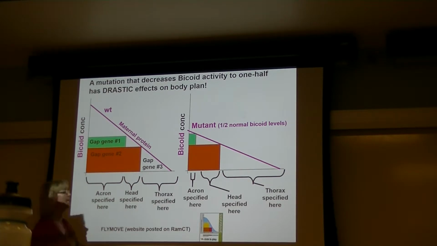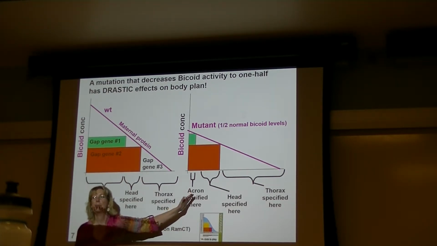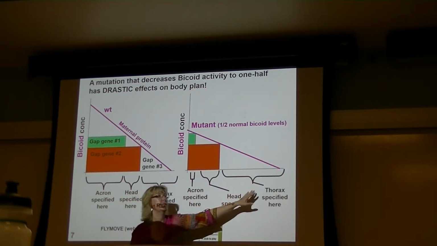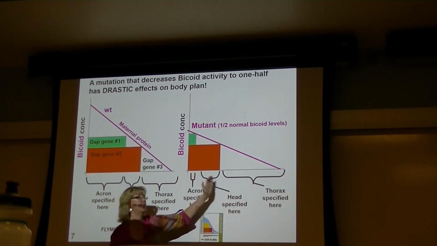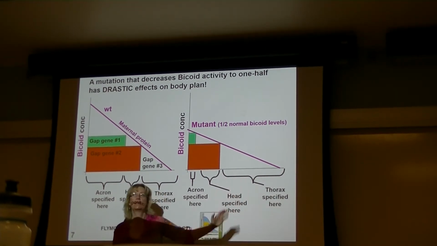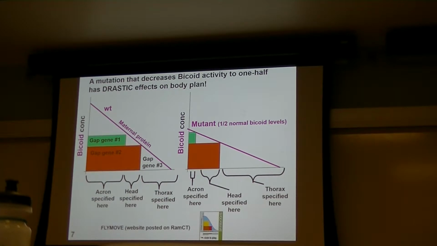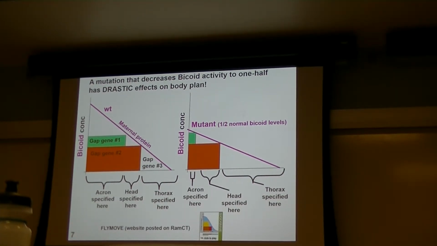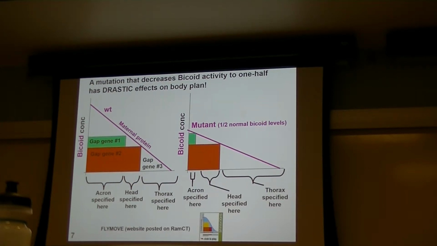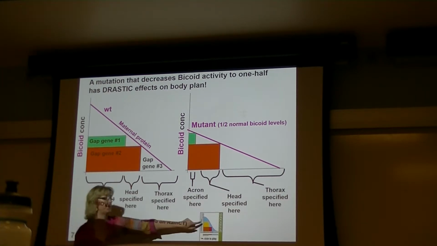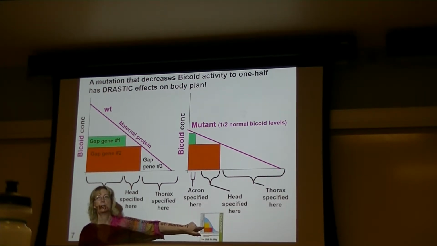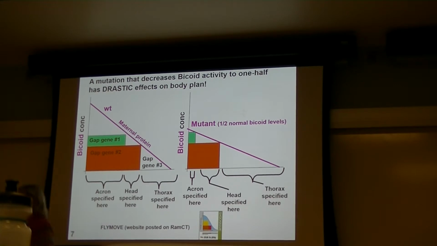So we may expect the acron structures maybe to be present, but in a very minimal amount. Whereas the posterior structures, so let's say we have a larvae here, the posterior structures may be quite a bit expanded in this particular mutant. So we've just, almost like a sliding scale, moved the patterning response of this mutant embryo. Okay, here's a nice animation. You can look for that icon in the fly move tutorial and you can play with that yourself.